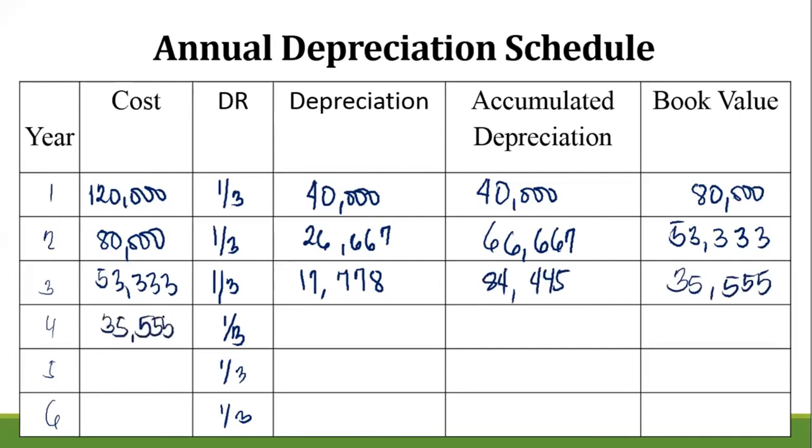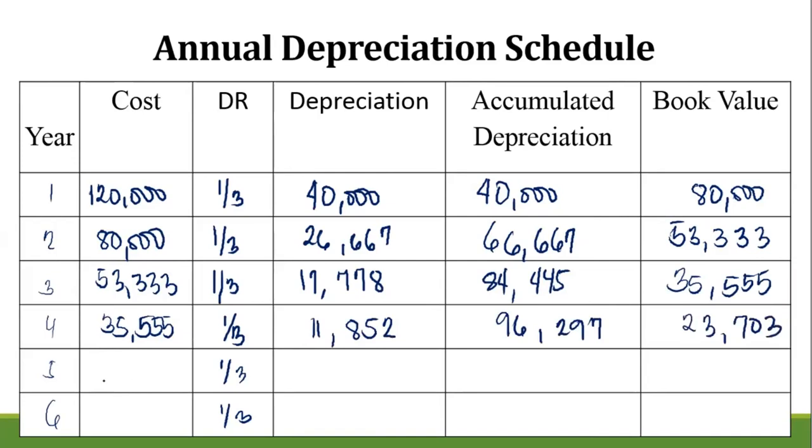Okay? And so, this is now the cost for the fourth year. O, di ba? It depreciates. So, with 1/3 depreciation rate, this is equal now to 11,852. So the accumulated depreciation is 96,297. And the book value is 23,703.